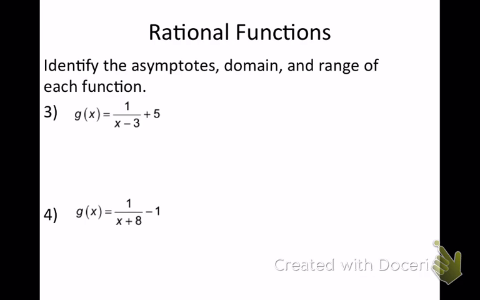Take a couple seconds to try these two. Identify the asymptotes, and then we'll talk about the domain and range after you identify the asymptotes. All right, let's walk through number 3 first. First thing I want to do is identify the vertical asymptote. Allie, what's the vertical asymptote? 3. Allie, what's the horizontal asymptote? 5. Nice job.